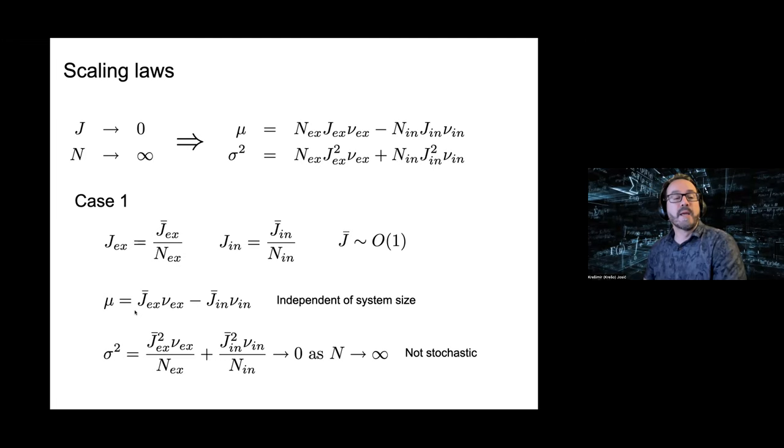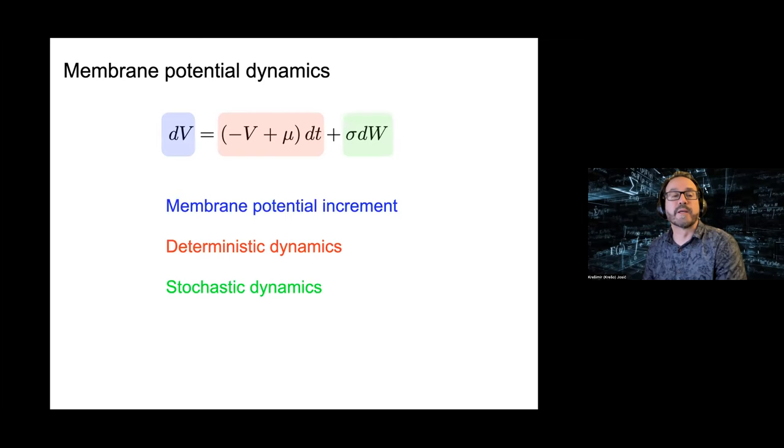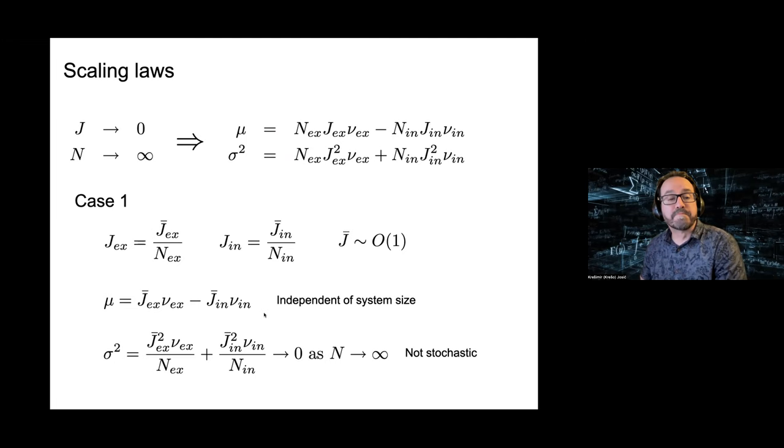If you go back to the equations that we talked about before, with mu and sigma, this equation right here, and you take this limit, what's going to happen is that mu is going to be independent of the size of the system, but sigma is going to go to zero.